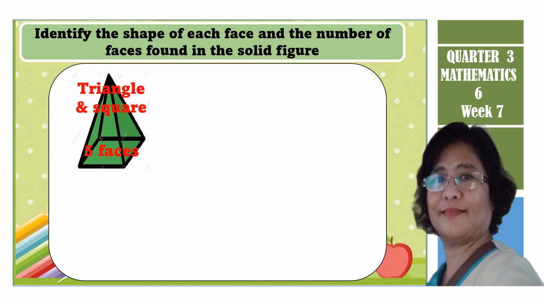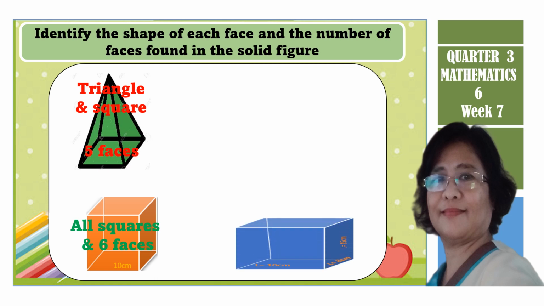Next, let us talk about the cube. What shape is found in the cube? Correct. It is composed of 6 congruent faces, and it has 6 faces. Let us talk about the prism. What shapes are found in the prism? Very good. They are rectangles of different sizes. It has 3 congruent faces.